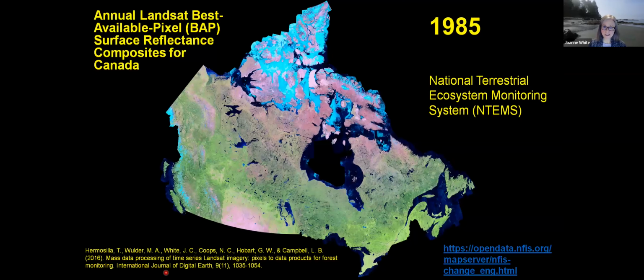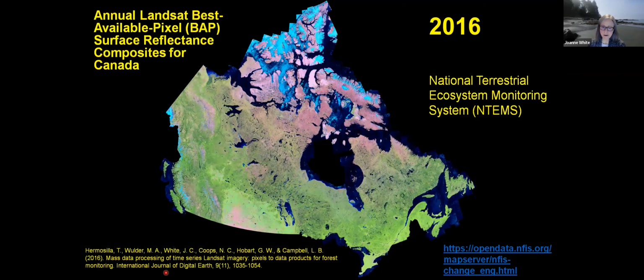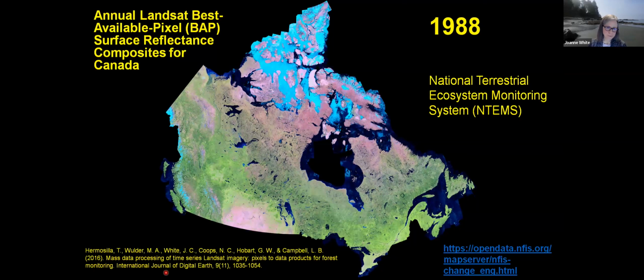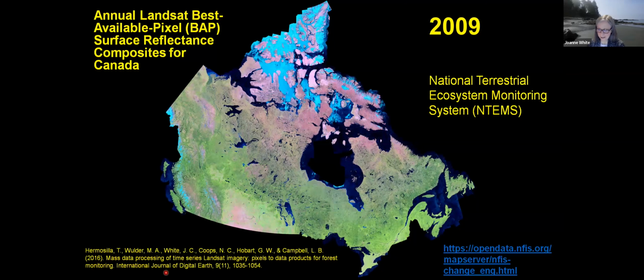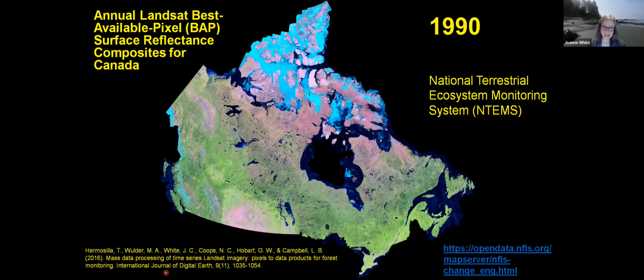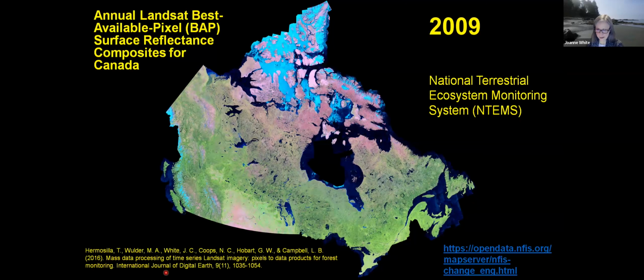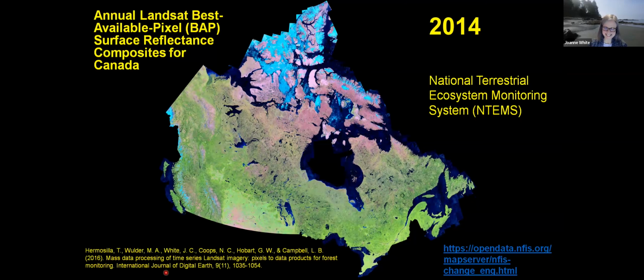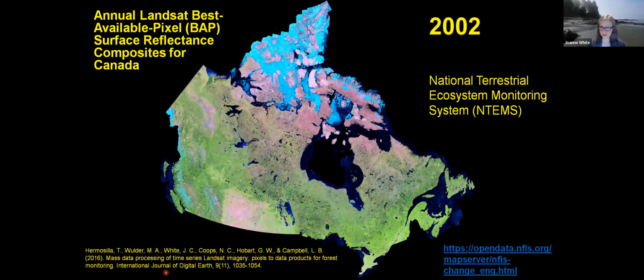What we can do with this data then is generate these best available pixel annual surface reflectance composites over these large areas. But these are not just pretty images, they're actually physical values. They represent observations that we can use to measure changes in phenomena over time. So this is an example, we need to update this, but this is an example of a time series of best available pixel composites that we've generated through the National Terrestrial Ecosystem Monitoring Project for Canada.